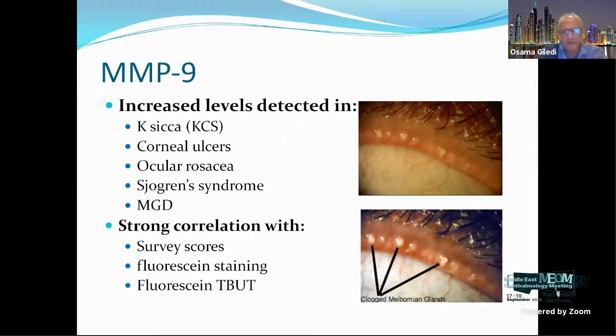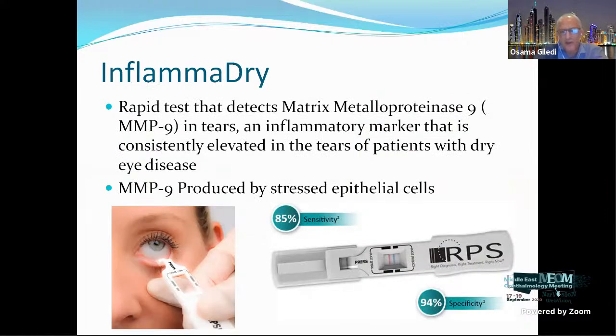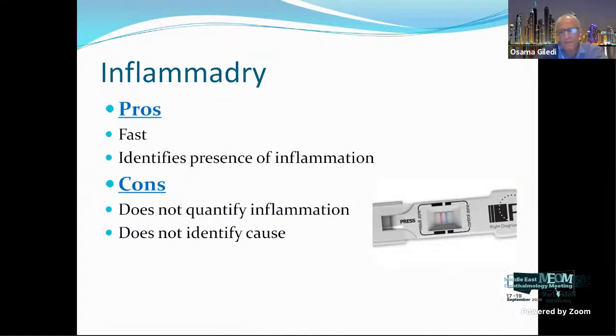MMP-9, now many people start using MMP-9 as a detector for inflammation. It increases in all ocular surface disease, and it has a very strong relationship with dry eye in terms of survey for dry eye, fluorescein stain, or tear breakup time. It's a very simple test, and as you know, MMP-9 is an inflammatory marker. So if there's any inflammation in the ocular surface, it will be raised. The test is very simple, done in the outpatient clinic. But the problem with the test is that, although it's fast and simple, it doesn't give you a quantitative measure of the inflammation, and also doesn't give you the cause.